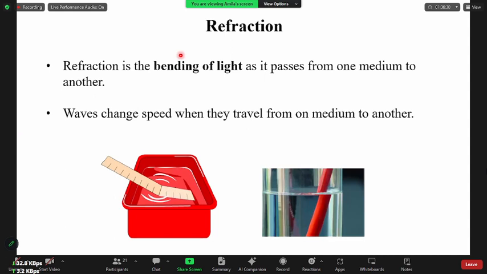Yes, right. Air and water. This is water, this is air. So at the boundary, here also the boundary is this one. Here you have air, here you have water. So at the boundary, light is bending. This phenomenon we call refraction.